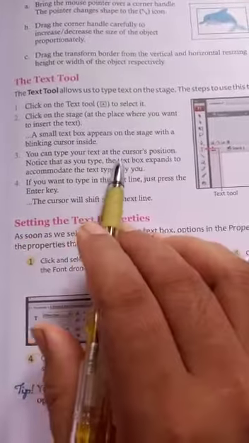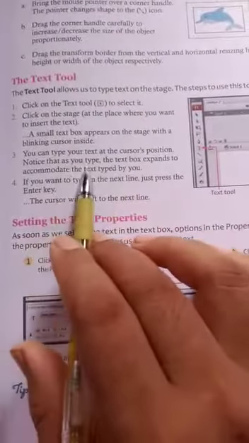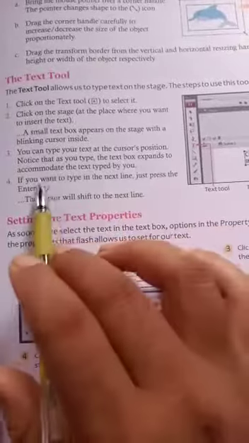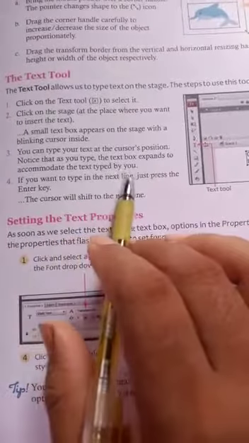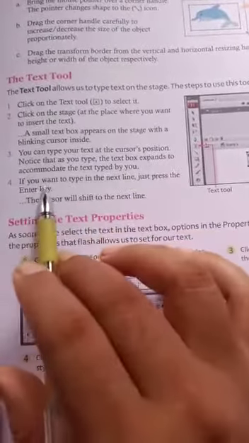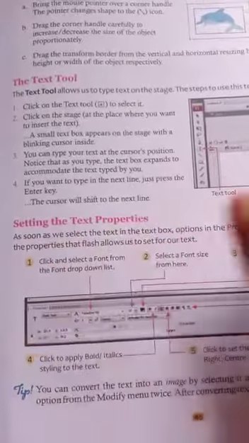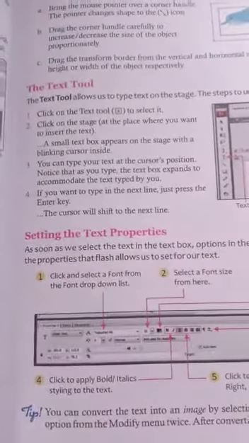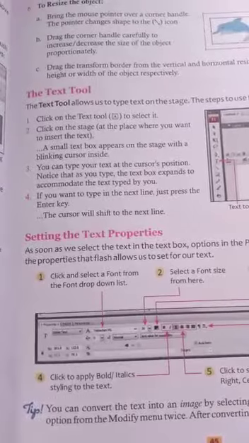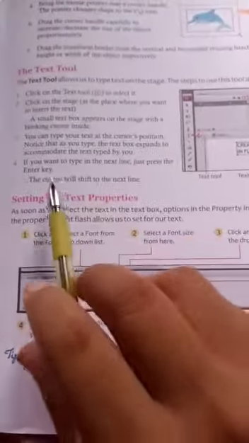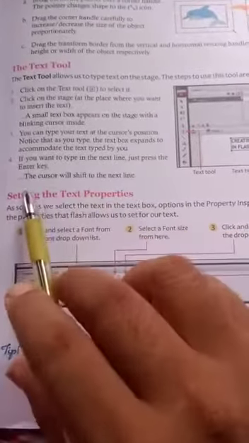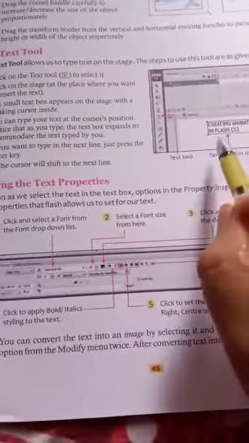Third, you can type your text at the cursor position. Notice that as you type, the text box expands to accommodate the text typed by you. Fourth, if you want to type on the next line, just press the enter key. Normally you type in Notepad, WordPad, or MS Word, and you type the same way here. The cursor will shift to the next line. This is the text tool which helps us to type text on the stage.